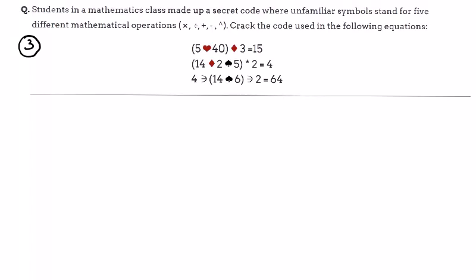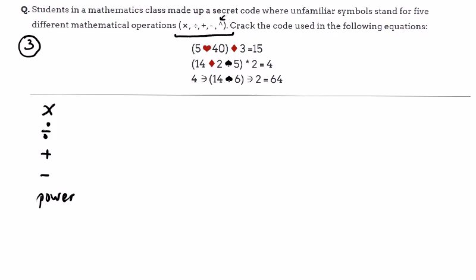This is Junior Cert Assessment item number 3. We've got students in a maths class making up a secret code where unfamiliar symbols stand for 5 different mathematical operations. Here we have them here. This last one in here is to the power of. So we have multiply, divide, add, subtract, and power. I'm just going to write the word power.